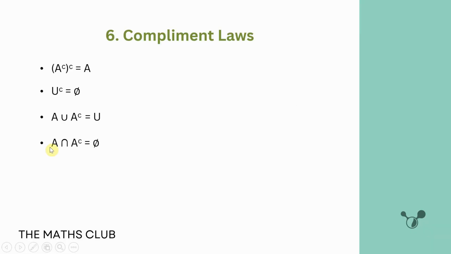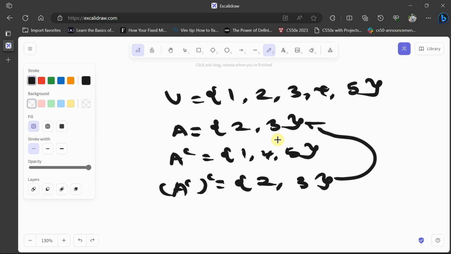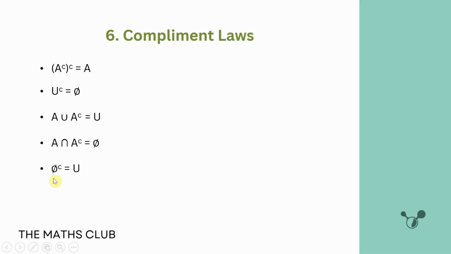Also, when we do A intersection A complement, because A complement is whatever is in the universal set that is not in A, by the time you do the intersection of both of them, of course there is not going to be anything. If you look at our diagram here, you can see that there's nothing that joins them together. So the intersection of these two is going to give me the null set. Then the complement of the null set is the universal set. These things are just logic, right? Complement of the null set is the universal set.